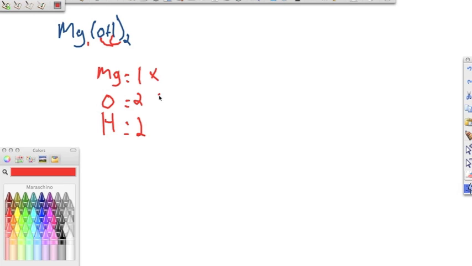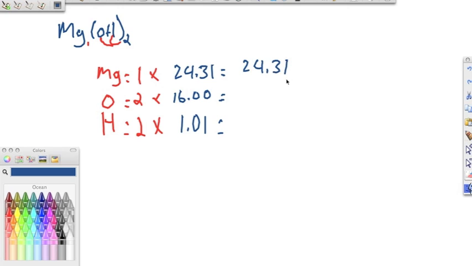We go ahead and multiply those out by their atomic masses, and we see that magnesium is 24.31, oxygen is 16.00, and hydrogen is 1.01. We multiply those out, and we get 24.31, 32.00, and 2.02. Add those up, and we should get a total. So our whole is going to be 58.33.